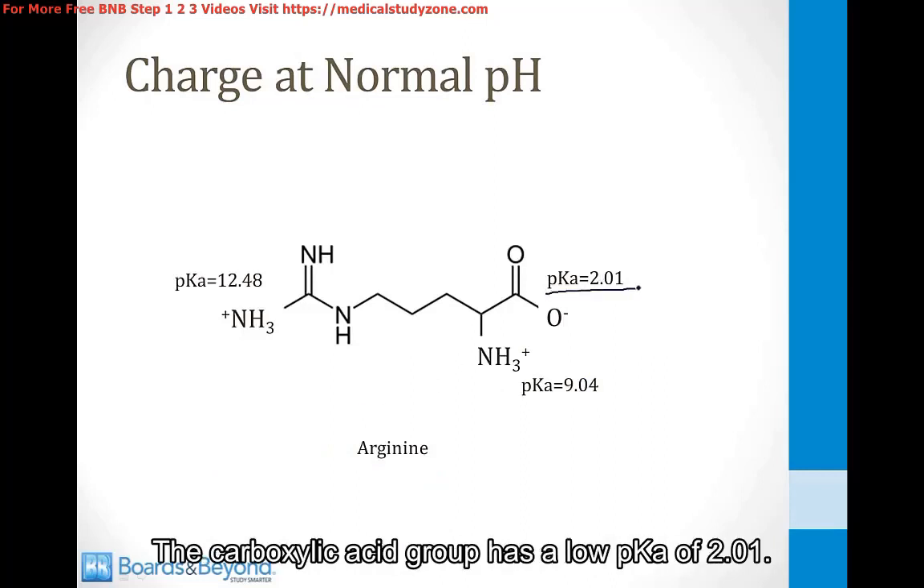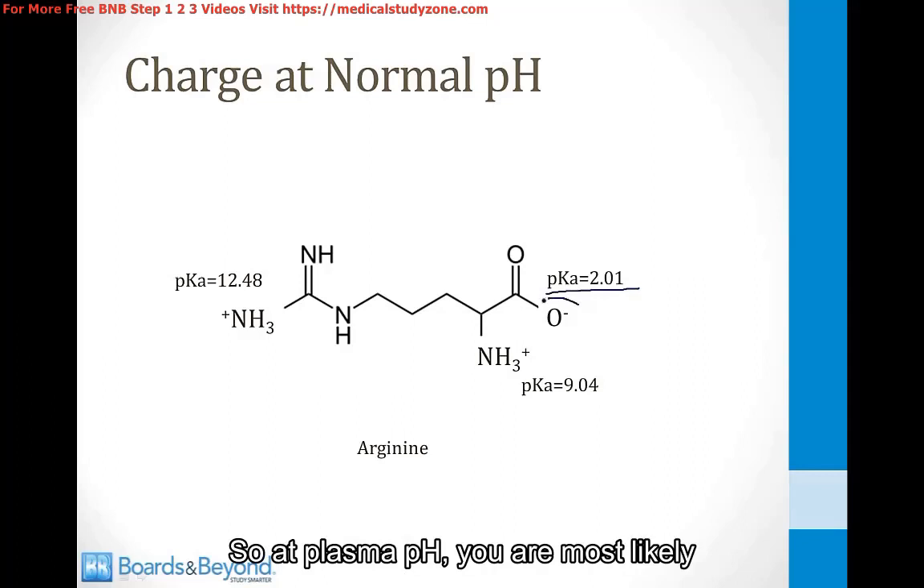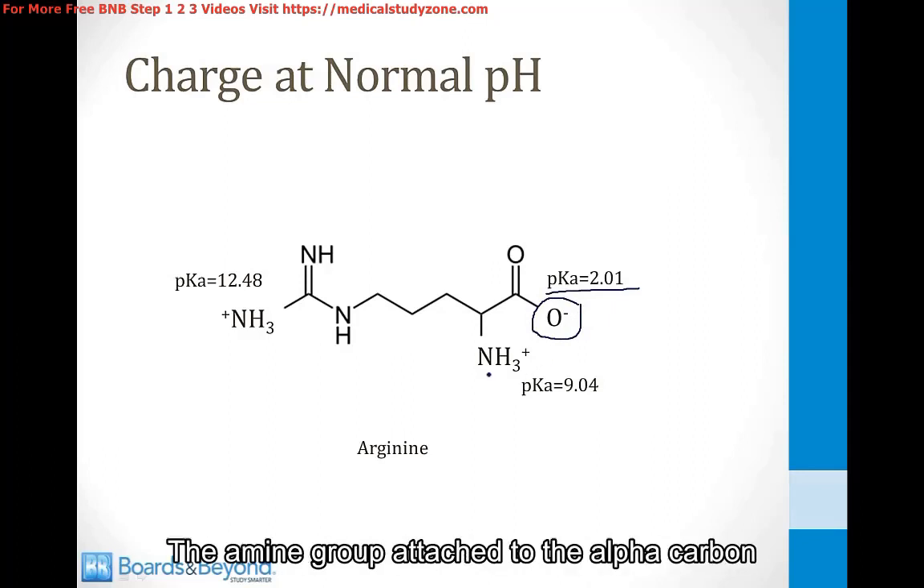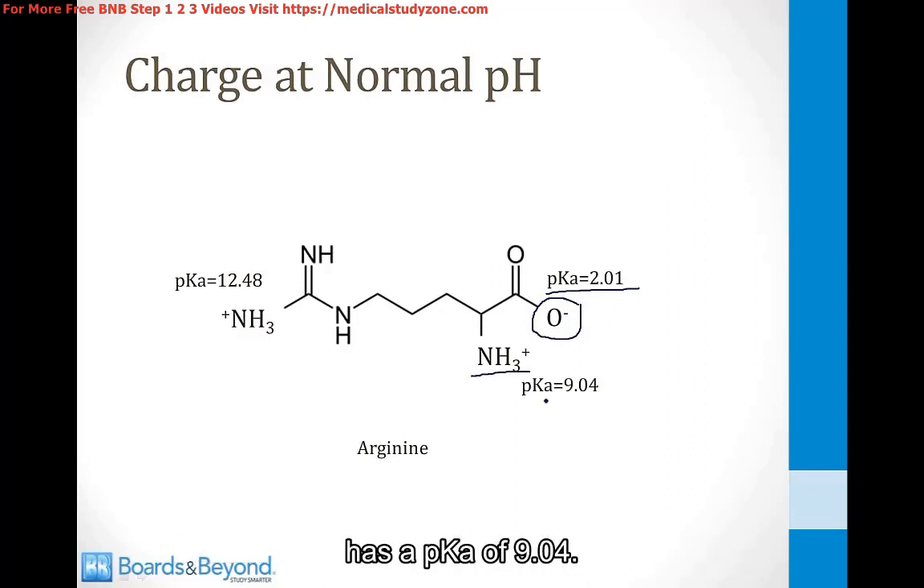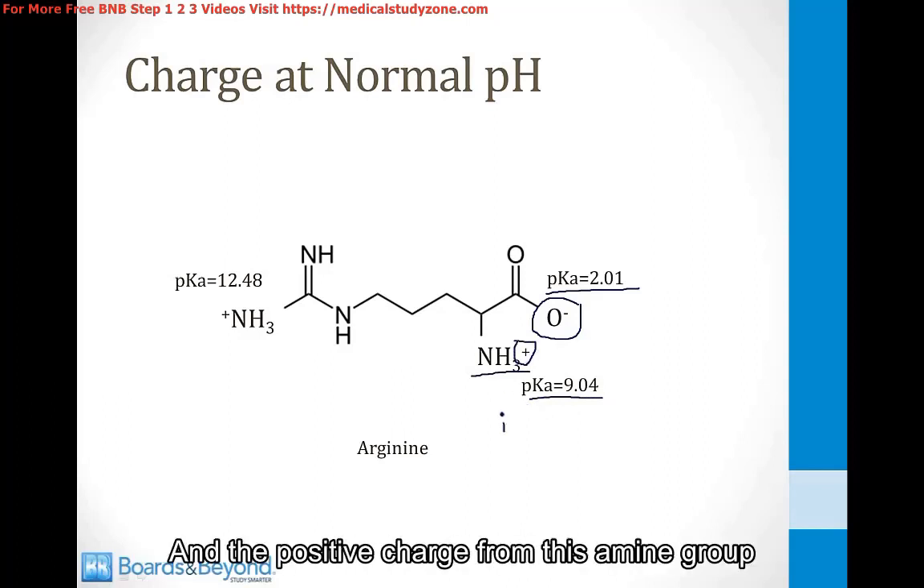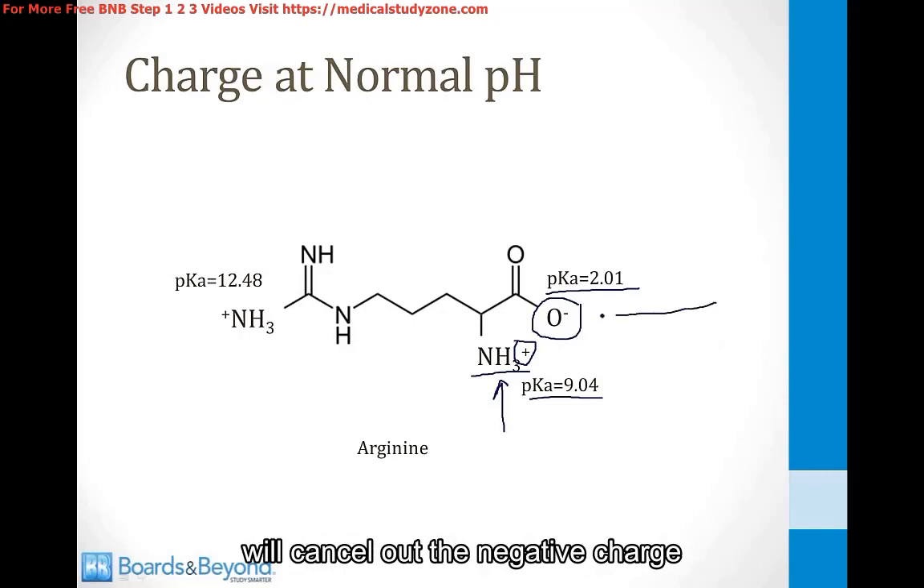The carboxylic acid group has a low pKa of 2.01, so at plasma pH you are most likely to find this unprotonated with a negatively charged oxygen. The amine group attached to the alpha carbon has a pKa of 9.04, so at plasma pH this is most likely to be protonated with a positive charge, and the positive charge from this amine group will cancel out the negative charge from the carboxylic acid group.